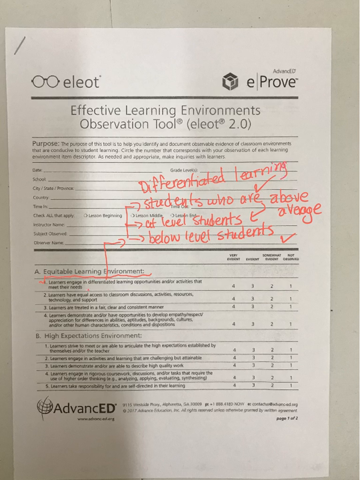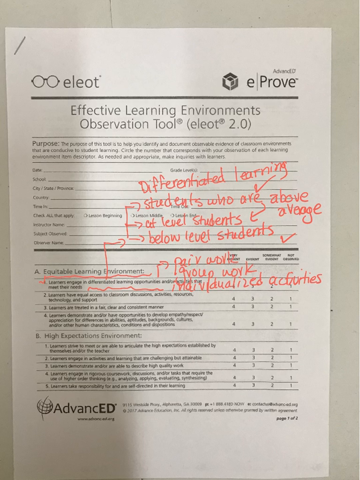Now, differentiated learning opportunities, though, in the Eleot 2.0, doesn't really just mean that we are looking for differentiated learning activities. We are also looking for differentiated learning opportunities such as pair work, group work, and individualized activities. You have to have a variety of activities in your class.